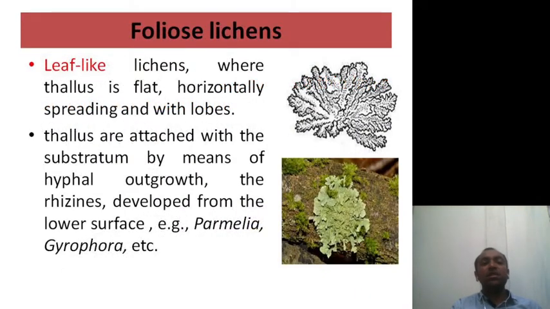Then we have foliose. The term foliose is associated with leaf-like. If you look at the figure, it is leaf-like and has lobes around it. These are leaf-like lichens where the thallus is flat, horizontally spread and with lobes. The thallus is attached to the substratum by means of rhizines. Rhizines develop from the lower surface and help in the anchorage of the lichen. This is the foliose lichen.